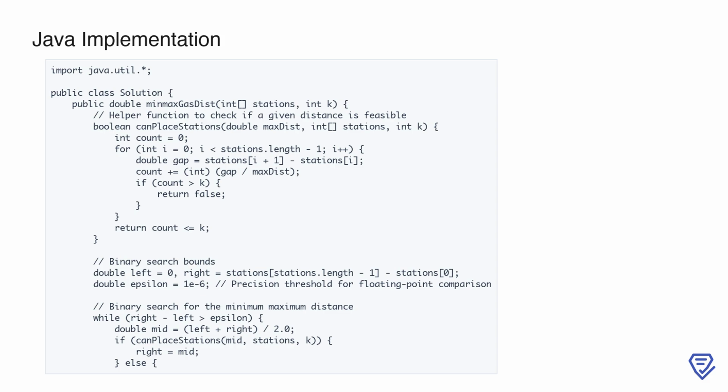Inside this method, we define a helper function called canPlaceStations. This function checks if a given maximum distance is feasible by simulating the placement of stations. It iterates through the gaps between consecutive stations, calculating how many additional stations would be needed to ensure no gap exceeds the given maximum distance. If the total count of extra stations exceeds k, the function returns false, otherwise, it returns true. This helper function is key for evaluating whether a candidate distance is valid.